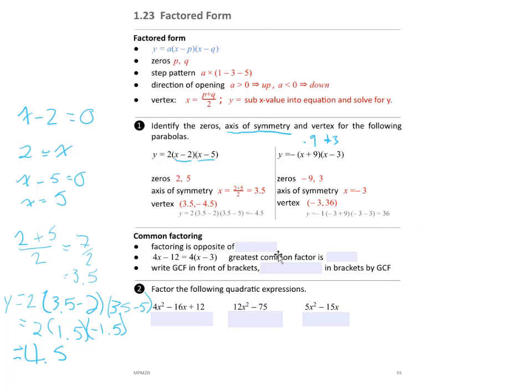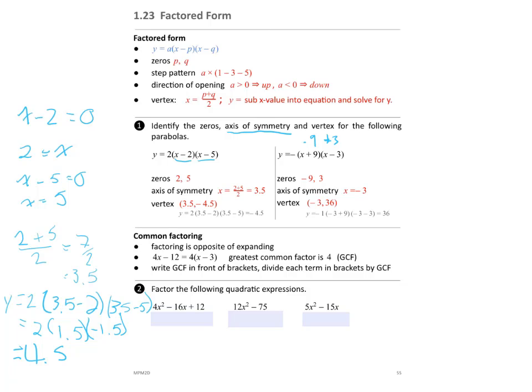Common factoring. Okay. Factoring is the opposite of expanding. So in this case, we're actually just going to take the common factor first. If we have 4x minus 12, we can take out a common factor of 4, because the greatest common factor of 4 and 12 is just 4. We write the greatest common factor in front of the brackets.